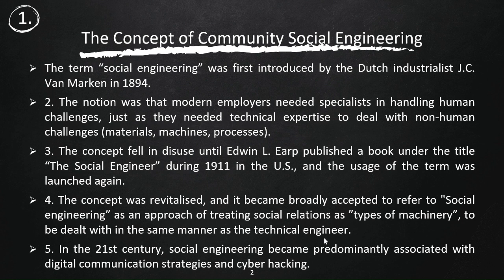Humans are the most difficult people to manage, like you must have heard. It was easy to manage equipment. They don't talk, they don't complain, they don't have needs, but humans are that way. So there was a problem: they could handle machines, but they couldn't handle men. So the concept fell into disuse when a book was published, The Social Engineer, in 1911. In the US, the usage of the term was launched again.